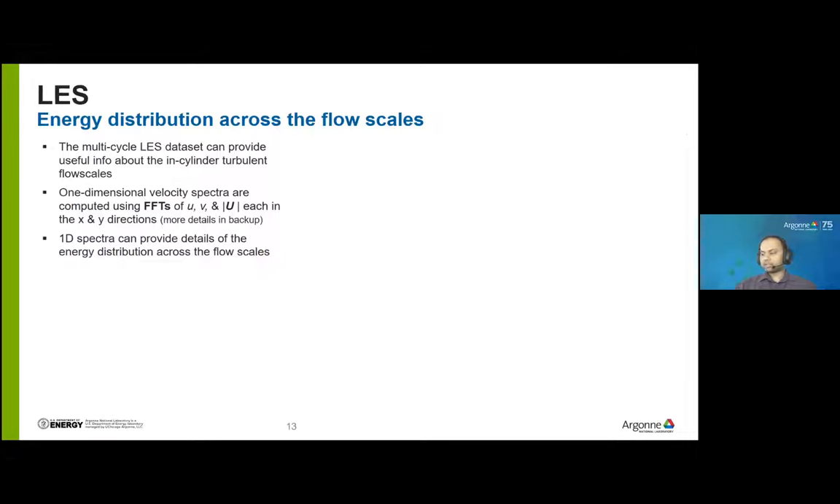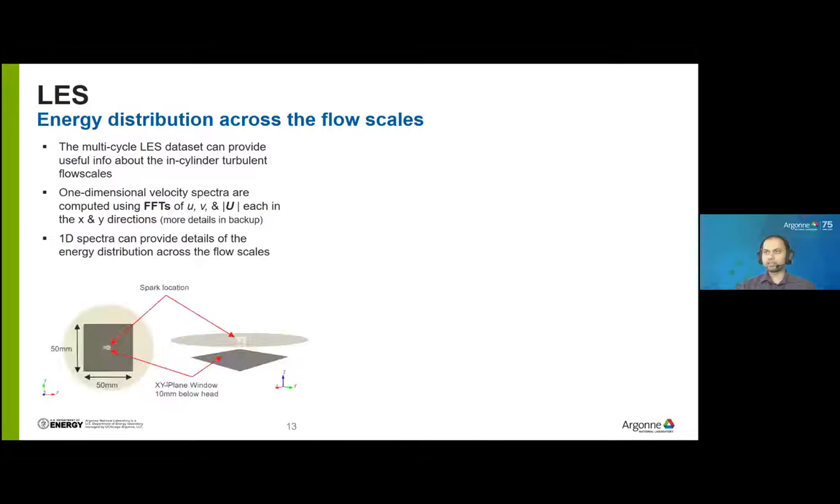We also looked at energy distribution across the flow scales. The multi-cycle LES data set can provide information not just on the large scale structures, but also on the energy distribution across the scales, basically how the energy is distributed across the large, intermediate, and small scales. So what we did was perform a 1D FFT across different planes. For this specific slide, I'm going to show the FFT on an XY plane right below the spark plug. We saw that the turbulence was pretty close to isotropic in these planes, especially during the compression stroke. So a 1D FFT seems like a justified approach to look at the energy distribution.